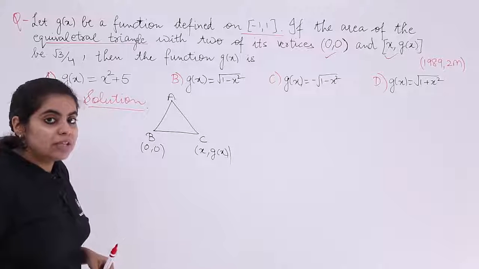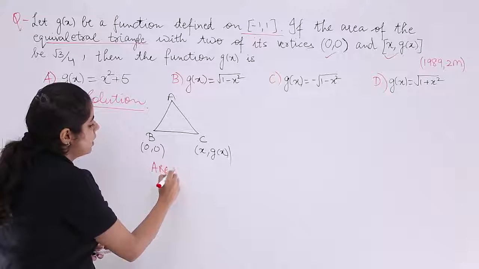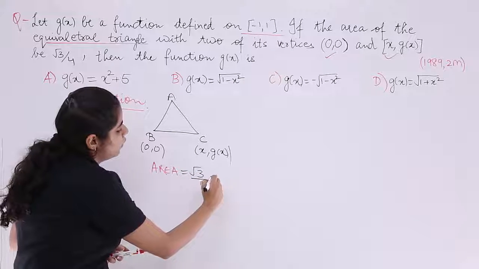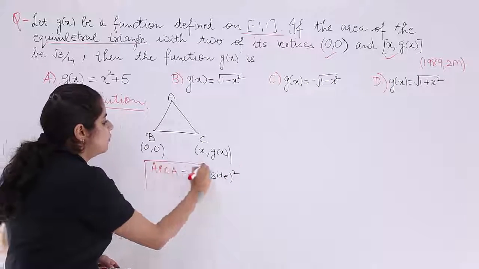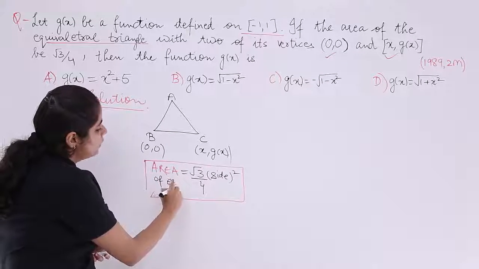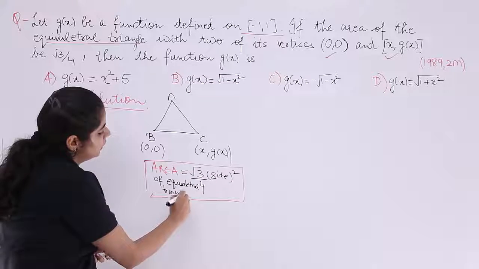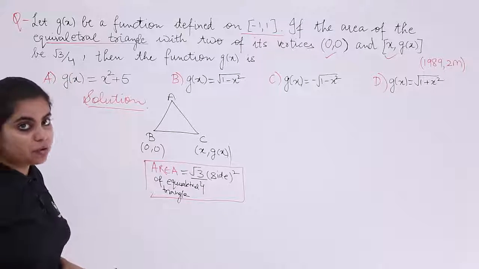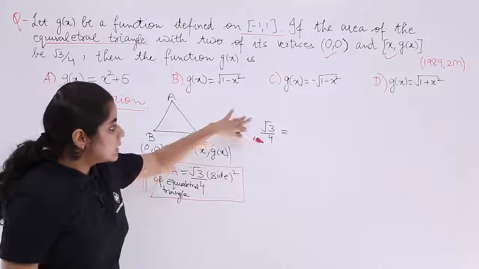We know that in an equilateral triangle, what is the formula of area? Area of equilateral triangle is root 3 by 4 a square, or root 3 by 4 side square. This we already know. This is the formula. Let's write the formula in a big box so as to remember it. Area of equilateral triangle. Now we also know what the area given to me is. It is given to me as root 3 by 4. So I have area is equal to this area given to me.